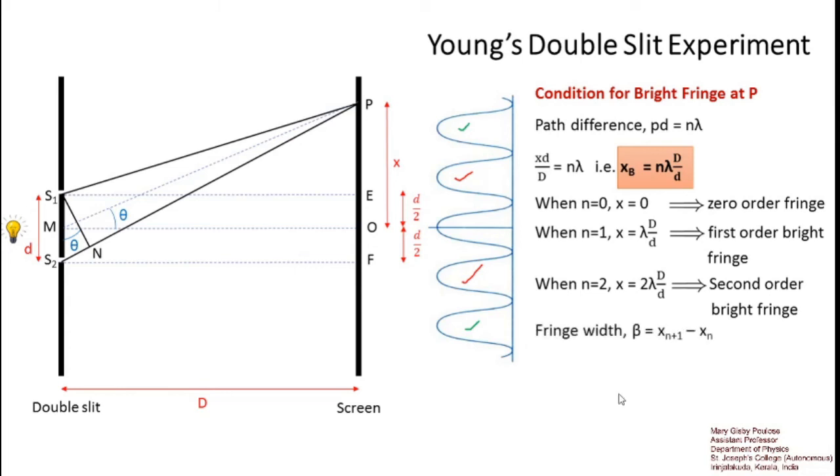Now the fringe width beta can be calculated as the distance between two consecutive bright fringes. That will be calculated as xn plus 1 minus xn. Here the difference in the integers is just 1, so it represents two nearby fringes, and the difference between two nearby fringes will give the fringe width. That gives beta equal to lambda capital D divided by small d.